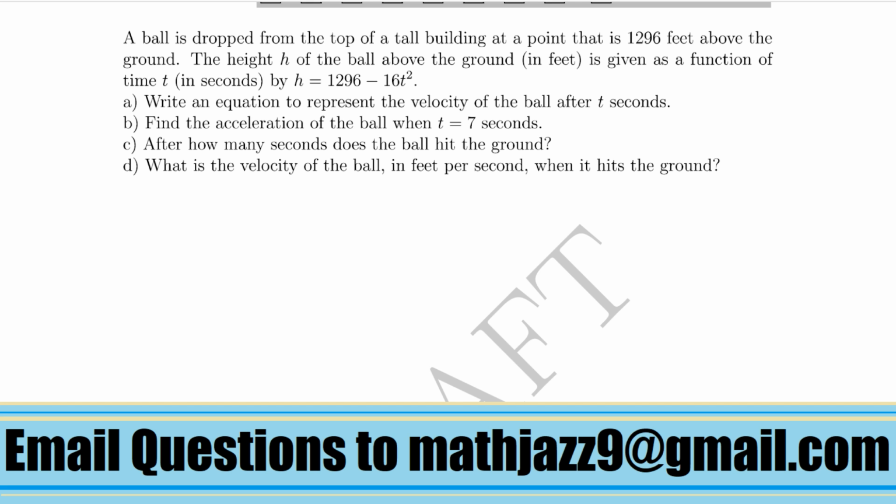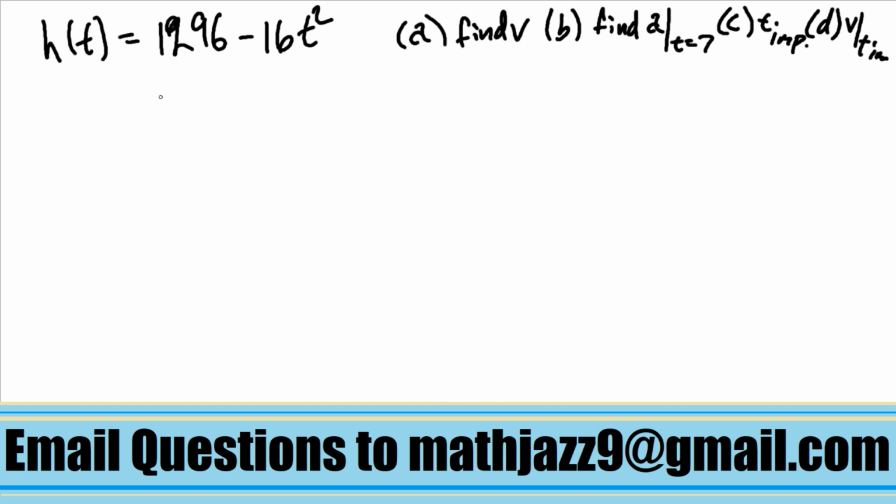So find time at impact, and D is what's the velocity of the ball when it hits the ground? V at t impact. Okay, so part A. We're just asked to find the velocity. So the velocity is just the derivative of the height. Derivative of a constant is 0. Derivative of negative 16t squared is negative 32t. So v equals negative 32t. That's part A. Check that one off.